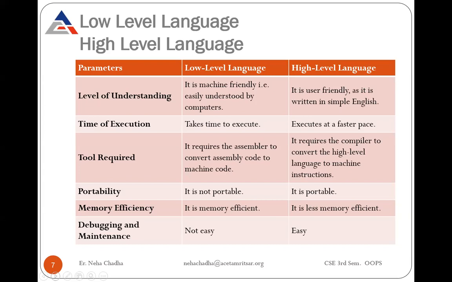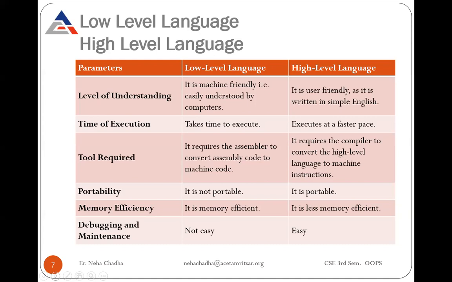Tools required. Low-level language requires an assembler to convert your assembly code to the machine code. In high-level language, we require a compiler that converts your high-level language to the machine code. Portability. Low-level language is not portable. Portable means transferable from one machine to another machine.